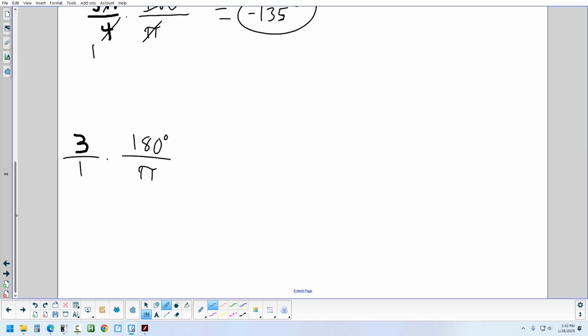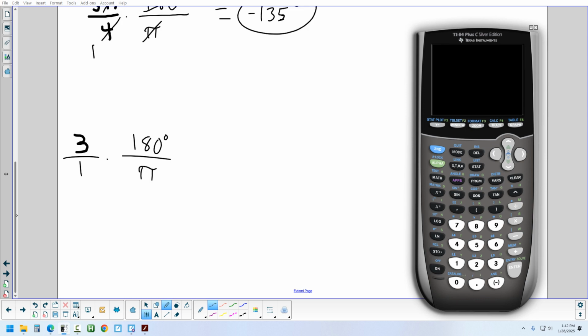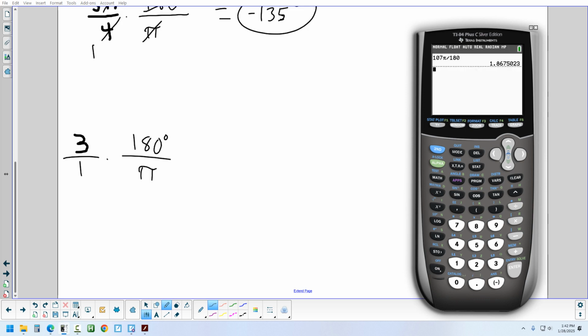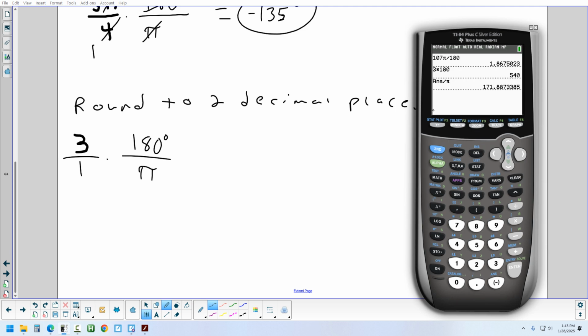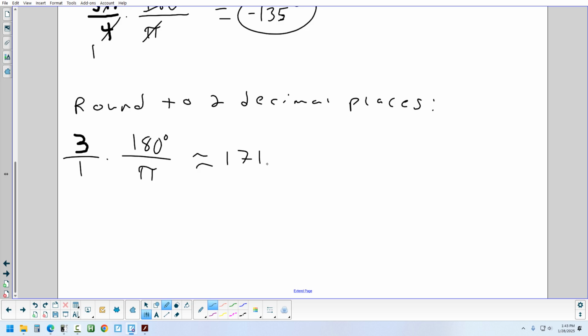So radians is gone. Does the pi cancel? No, there's no pi next to the 3 to cancel it. So we're going to multiply 3 times 180 and divide by pi. To 2 decimal places, I'm just going to write that down. What would that be to 2 decimal places? 171.89. And the unit? Degrees.